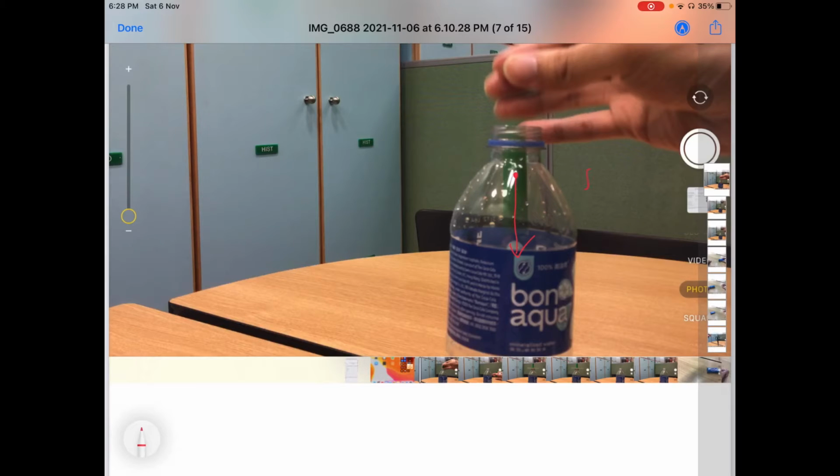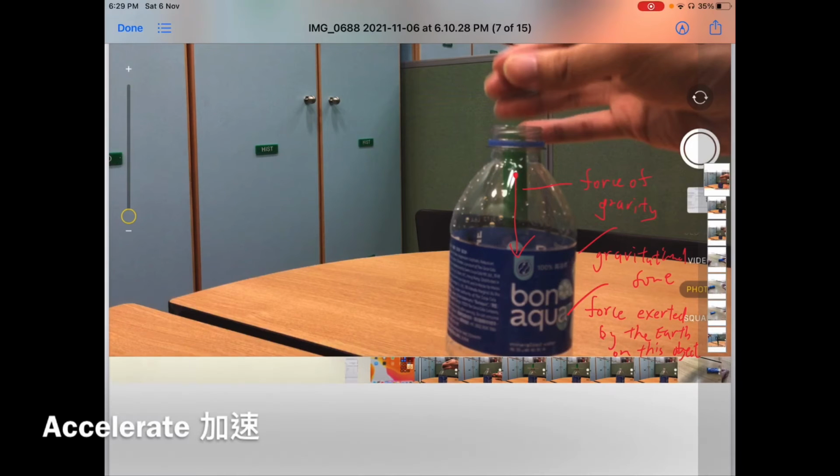And the third thing is to label the force. You can call it the force of gravity, gravitational force, or if you give it a more specific description, it is actually the force exerted by the Earth on this object. Now I think you can see the overall effect of the forces acting on an object, because now there is only one force and it is pointing downward, so this force will make this green object accelerate downward.